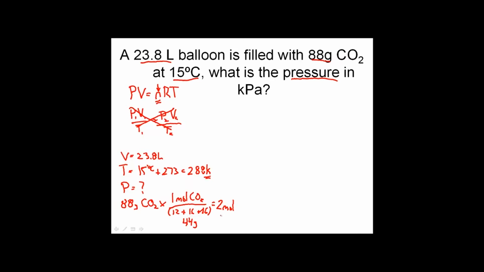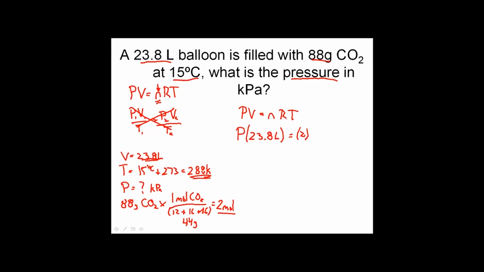Now, we have 2 moles of CO2, a temperature of 288 Kelvin, a volume of 23.8 liters, and the question is what is my pressure in kilopascals? So we're looking for a pressure in kilopascals. Let's plug this into the PV equals nRT formula. The pressure is what we're solving for, so we'll just leave it like that. The volume was 23.8 liters. One thing you should know is that the volume in this equation does need to be expressed in liters. So if it's given to you in milliliters, please convert it into liters. The n is what we just solved for, the number of moles, which was 2 moles.